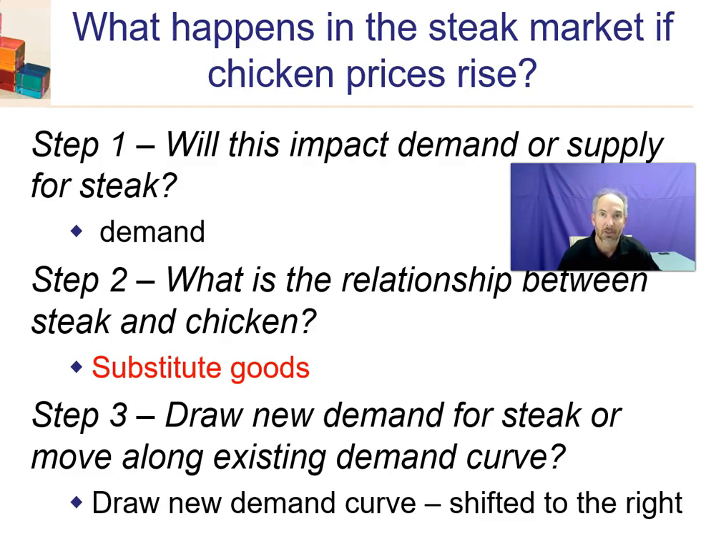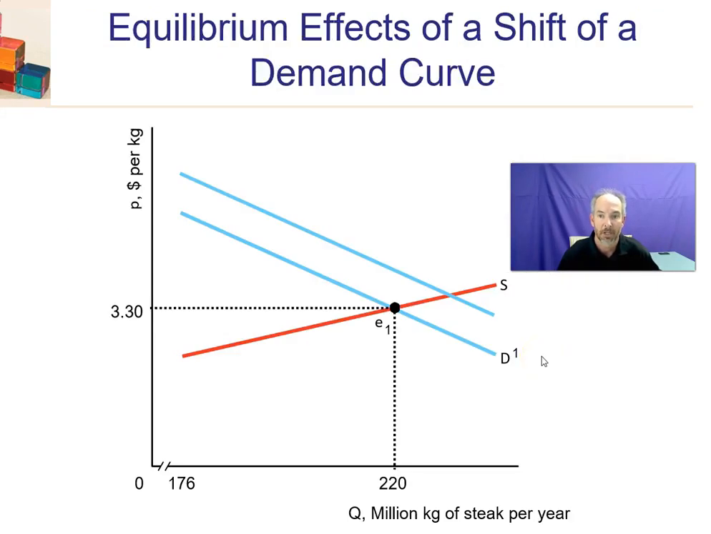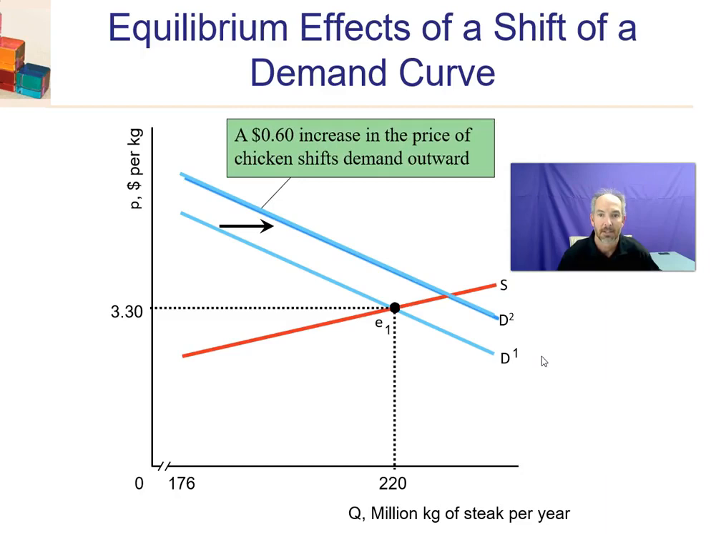In particular, we need to draw this new demand curve that is shifted to the right. So our original equilibrium is where D1 and the red supply curve intersect at $3.30 and 220 units. Our new demand curve for steak after chicken prices have increased causes our demand curve for steak to shift to the right, now seen by this D2. So to summarize, if chicken prices increase, that will cause us to need to draw a new demand curve for steak that's to the right.